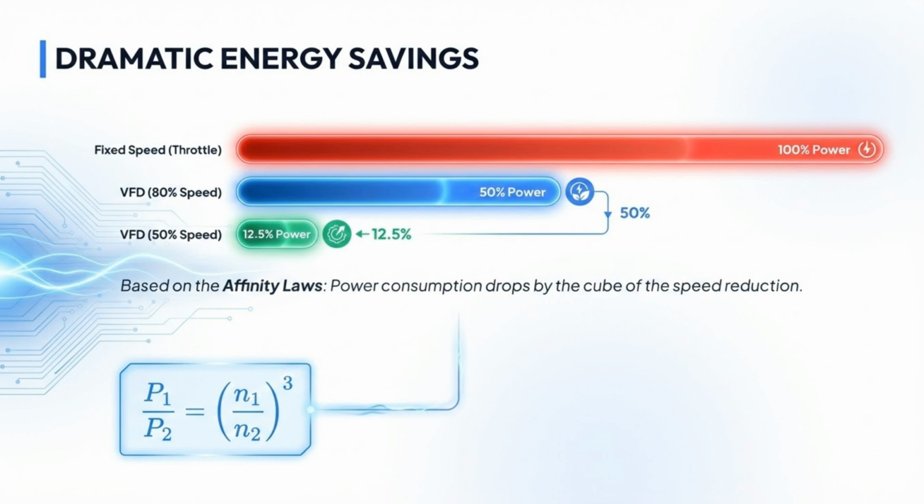Power consumption drops by the cube of the speed reduction, according to the Affinity Laws. For example, running a motor at 50% speed consumes only 12.5% of the power.